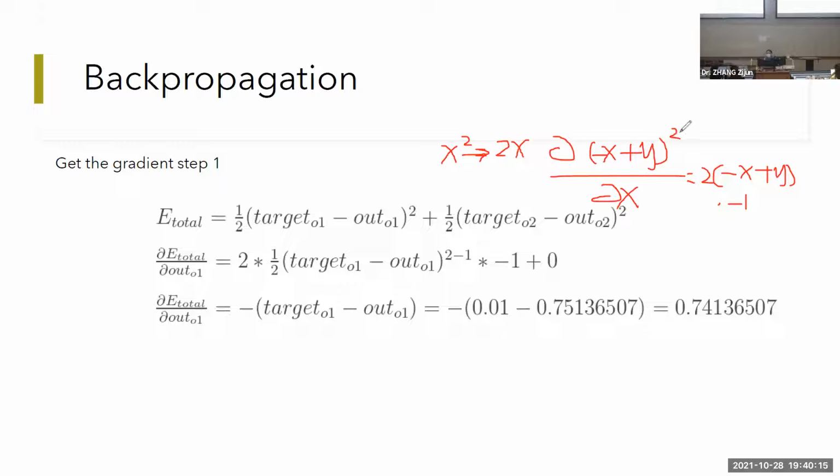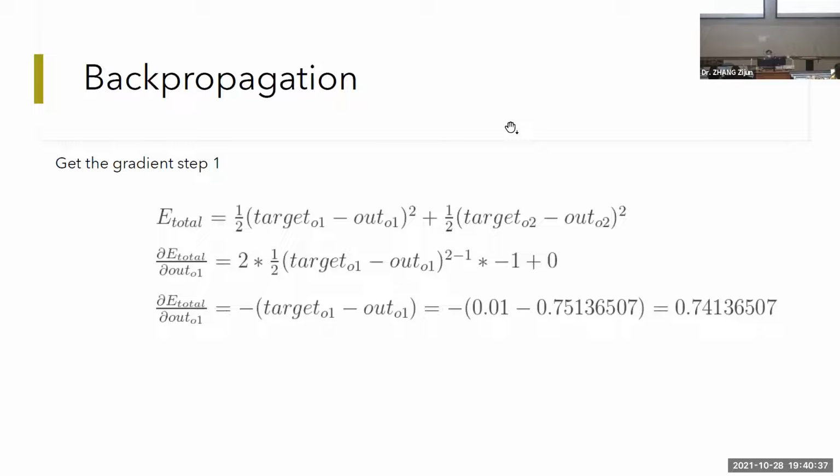Because there are two steps, right? First, we move the exponent to the front. And second, we need to take the inside one out. The negative x plus y also needs to take a derivative. So it will be just -1. Okay, so there's a chain rule. All right. So if we align our language on this page, then everything will be easy.